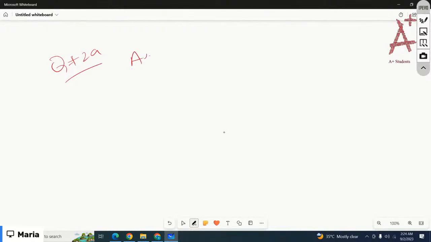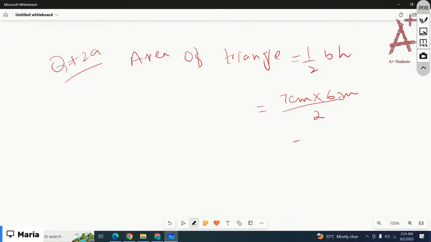The area of a triangle is half times base times height, right? So the base of this one is 7 centimeter. The height is 6 centimeter. You have to divide by 2. So 7 times 6 is 42, and 42 divided by 2 is 21 centimeter square. That means the area of the triangle is 21 centimeter square.